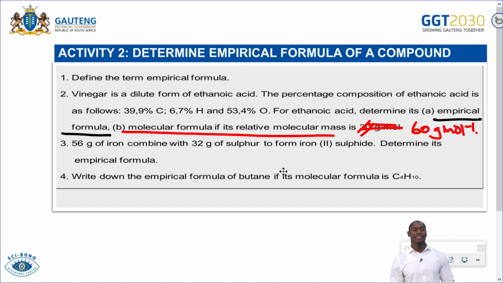Then let's check another question here, which is your question 3. Determine the empirical formula. You are given 56 grams of iron combined with 32 grams of sulfur to form iron sulfide. So find or determine its empirical formula. You're given masses here. If you're given the masses, just go straight to the number of moles. So how do you get the number of moles?